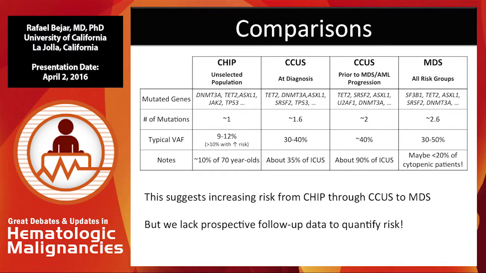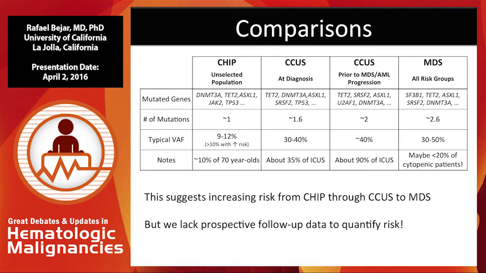And if you focus on those cytopenic patients who actually went on to develop a frank hematologic malignancy, the mutation burden is even higher. Those patients have a mean of 2 mutations per patient, and the allele burden is very high as well. And when you compare that to people with frank MDS, the mutation burden isn't that much higher. It's only 2.6 when you look at a panel of genes similar in size. And again, those patients are almost typically totally clonal.